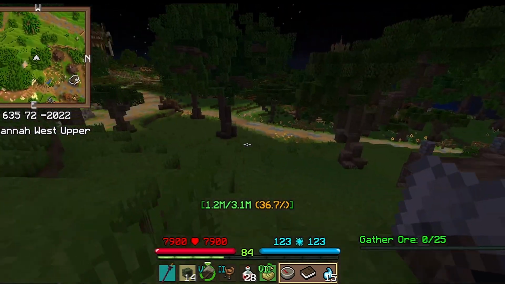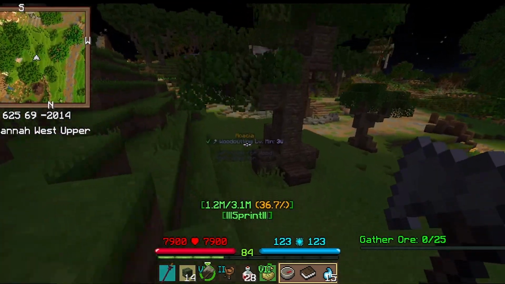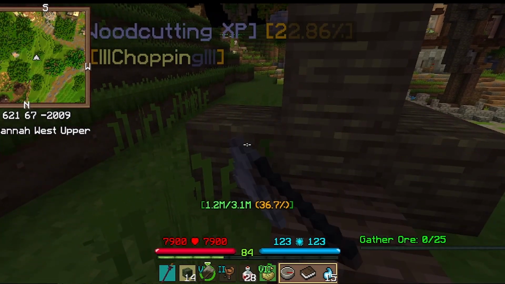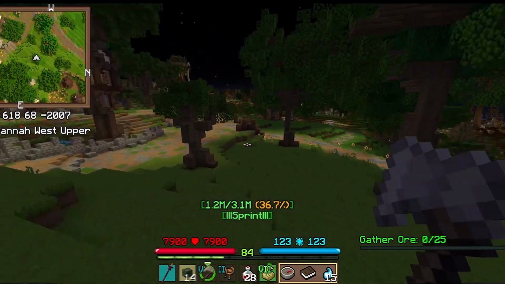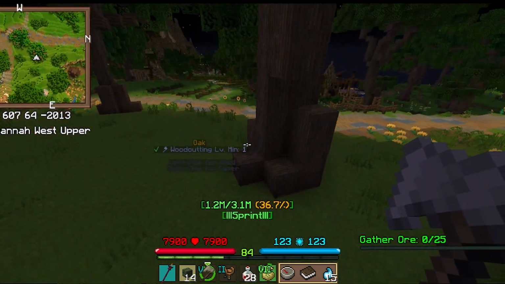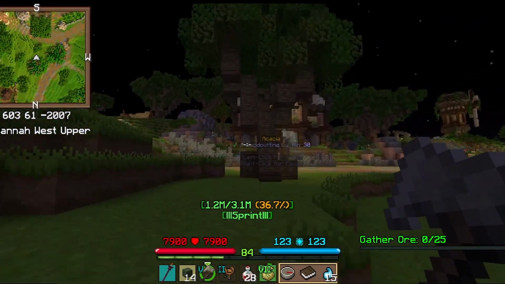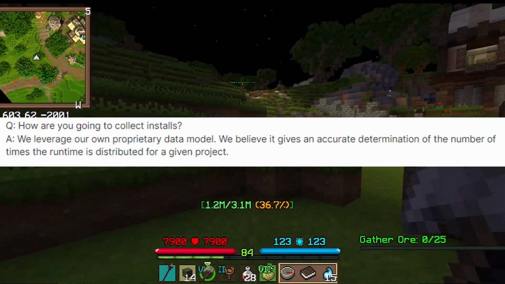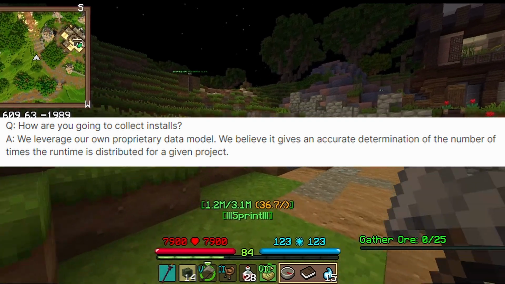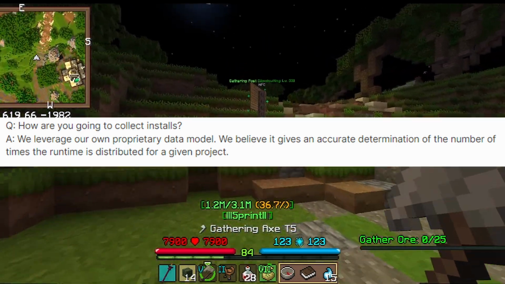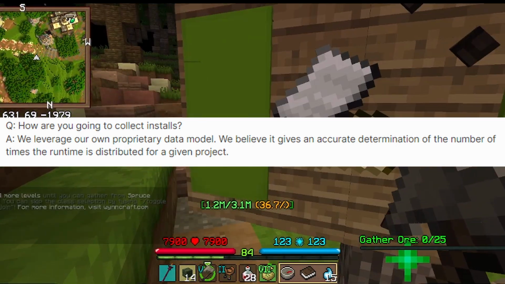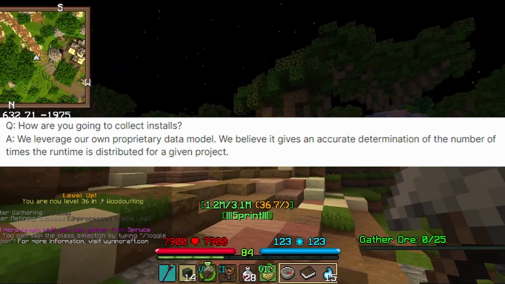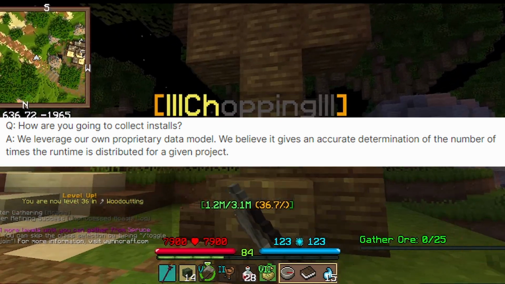So let me go through a bunch of the things they said, because they released a question and answer thing afterward to clarify some of the very vague things that they said the rule was going to accomplish. Let me go through these one by one. The first question: how are you going to collect installs? And the answer was, we leverage our own proprietary data model. We believe it gives an accurate determination of the number of times the runtime is distributed for a given project.